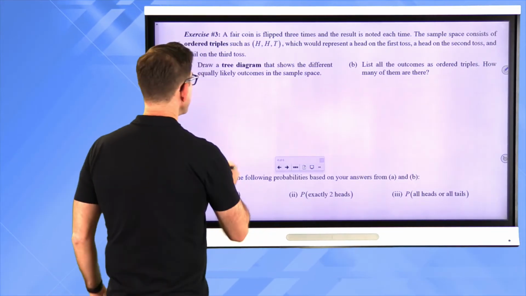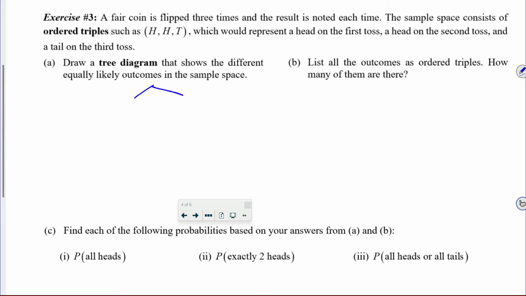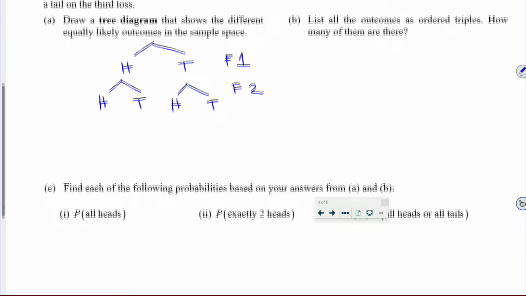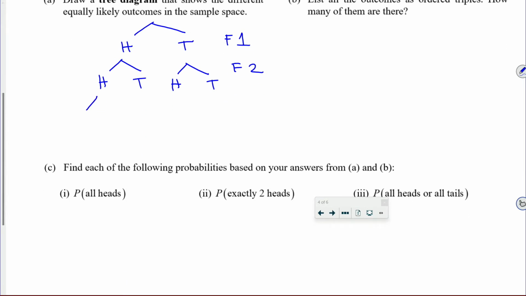All right, so what we do is we say to ourselves, the first time that I flip the coin, I can get a head or I can get a tail. And that is literally, if you will, flip number 1. Now if I get a head on my first flip, then on my second flip, I can get a head or a tail. And if I get a tail, then I can get a head or a tail, and that's flip 2. Now, of course, I have one more flip, and if I got a head on my second flip, I could get a head or a tail. A tail, I could get a head or a tail, and likewise, head or tail, head or tail.